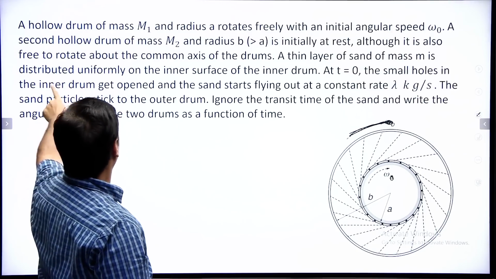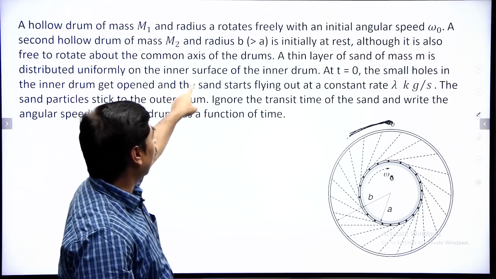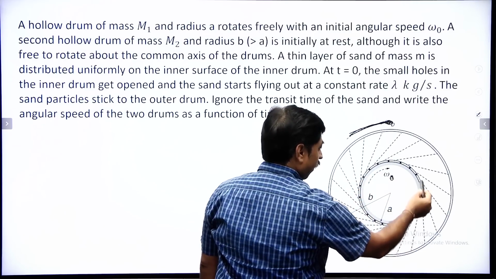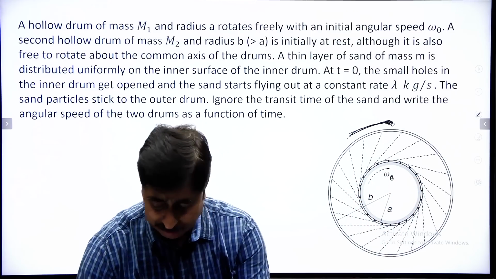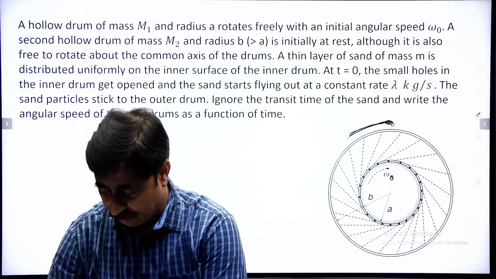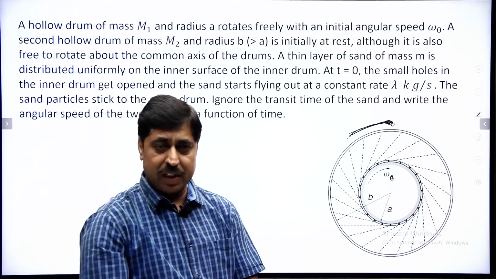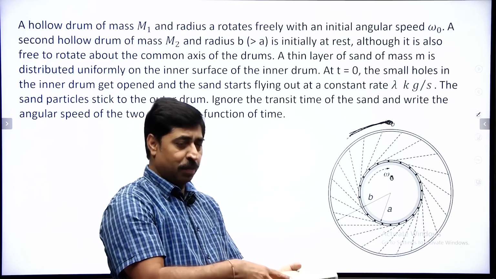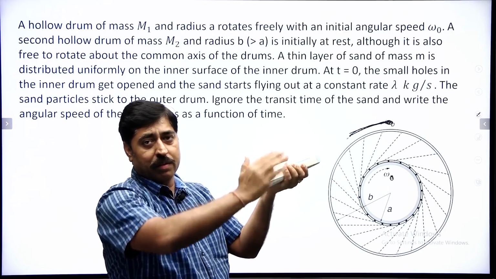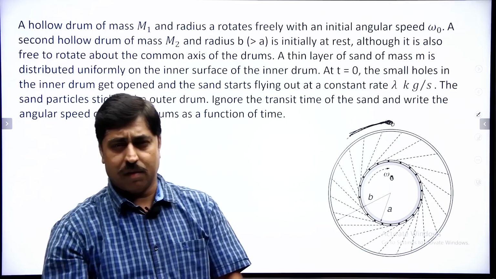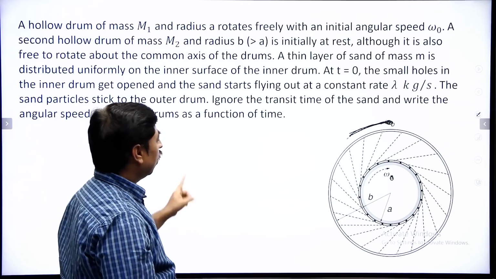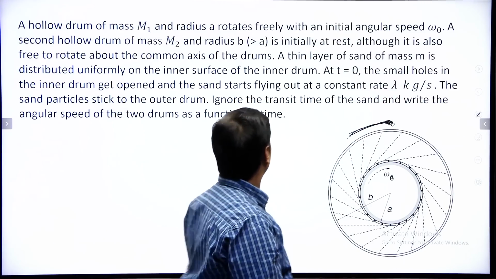A thin layer of sand of mass small m is distributed uniformly on the inner surface of the inner drum. This is the inner drum. Inside the drum, there is a thin layer of sand, which is uniformly spread and sticking to the surface of the drum. Mass of the sand is small m.